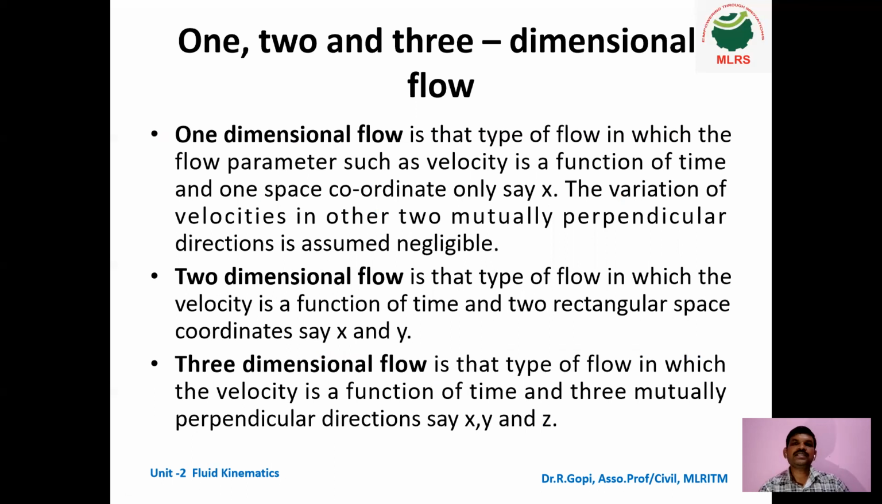Now, 1, 2 and 3 dimensional flow. One dimensional flow is the type of flow in which the flow parameters such as velocity are a function of time and one space coordinate only, say x. So we have to consider only the x-axis. The variation of velocities in the other two mutually perpendicular directions is assumed negligible. So here we are considering only the x-axis in this type of flow.